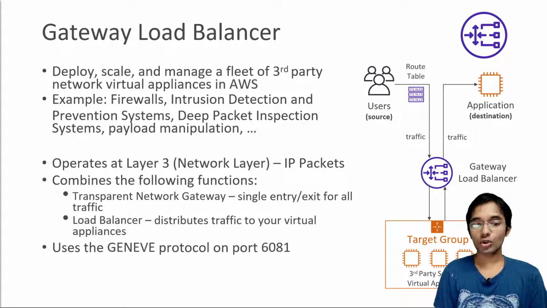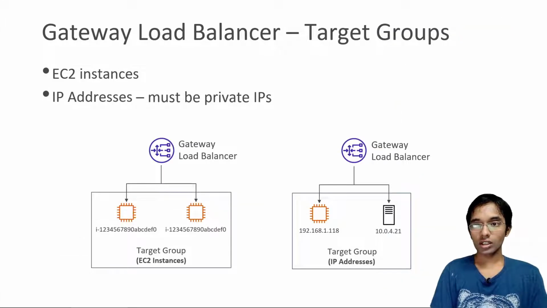The target group of the gateway load balancer is going to be these third-party virtual appliances. They are going to receive all the traffic, analyze it, and if it's good, send it back to the gateway load balancer, which is going to forward that traffic back to your application. The added benefit is that the traffic goes through your third-party security virtual appliances. The target groups for the gateway load balancer could be EC2 instances, or IP addresses, and they must be private IPs.